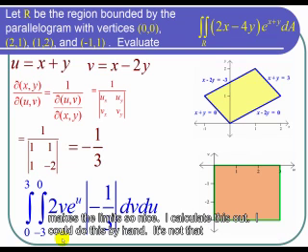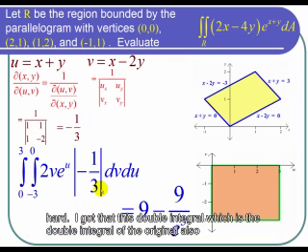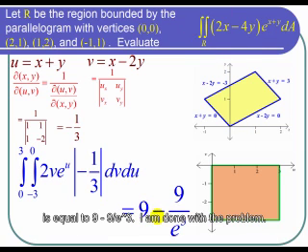So I calculate this out. I could do this by hand. It's not that hard. What I got was that this double integral, which is the double integral of our original also, is equal to 9 minus 9 divided by e cubed. And I'm done with the problem.